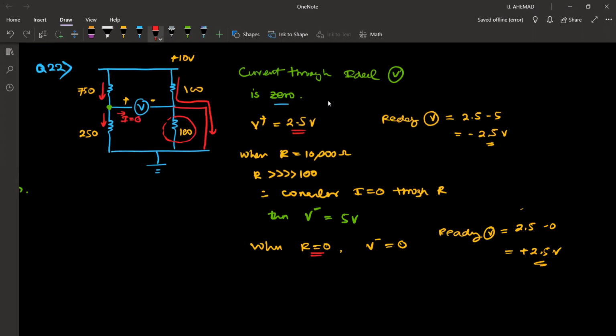Then, what is the potential? The potential over here and the potential over here is the same. So it is 0. So V minus is 0. Is it clear? So the reading V is 2.5 minus 0, 2.5. Okay, Saja.